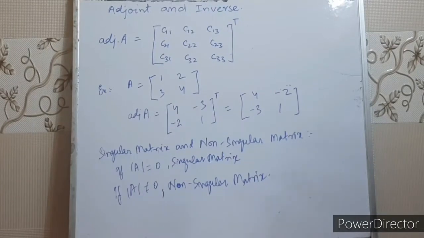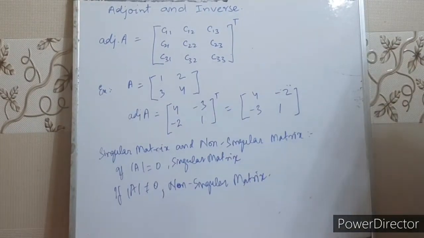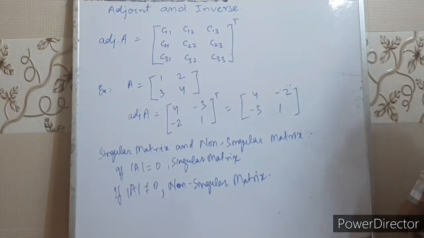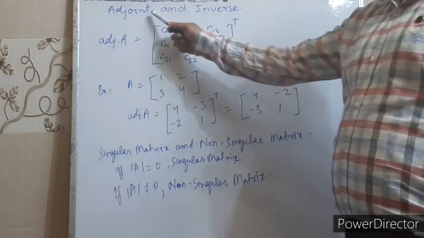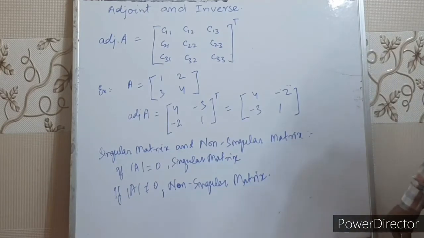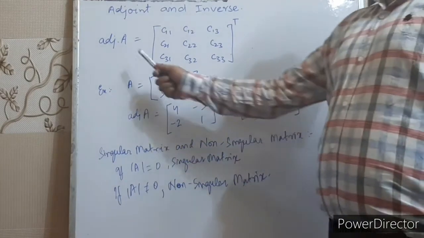Children, today we are going to discuss the inverse and adjoint of a matrix and how to use the inverse in solving a system of equations. Children, we have already studied that the inverse is unique and the inverse only exists when the matrix is a square matrix. Similarly, the adjoint also exists when the matrix is a square matrix of order 2 or greater than 2. How do we calculate the adjoint of any matrix?